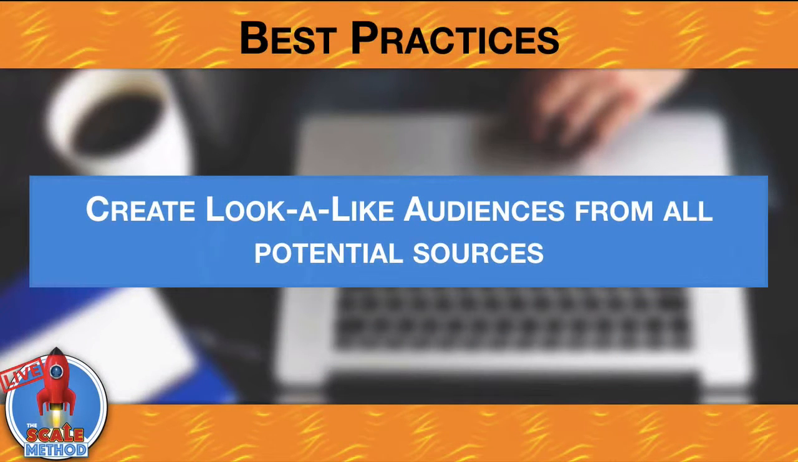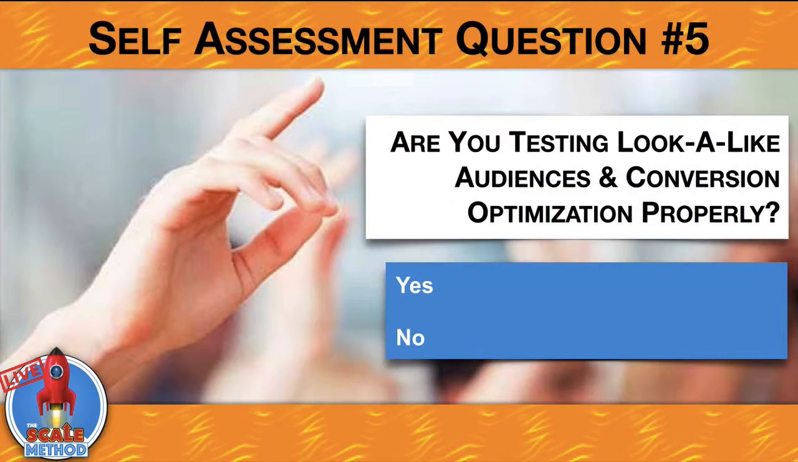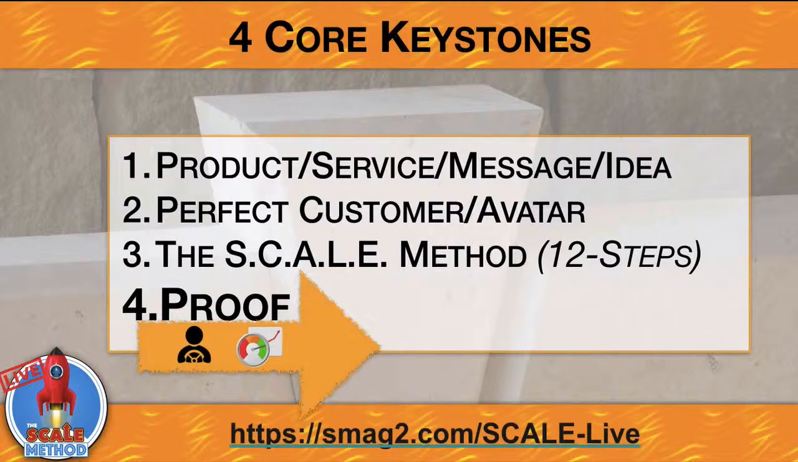So best practices, create a lookalike audience from all potential sources. Lookalike audiences and proper conversion optimization will provide you scale. So self-assessment question number 5. Are you testing a lookalike audience and conversion optimization properly? Again, if you're not, there's no judgment here. But as you start taking a look at these self-assessment questions, it can really start to show you where you need to be improving on your marketing next.